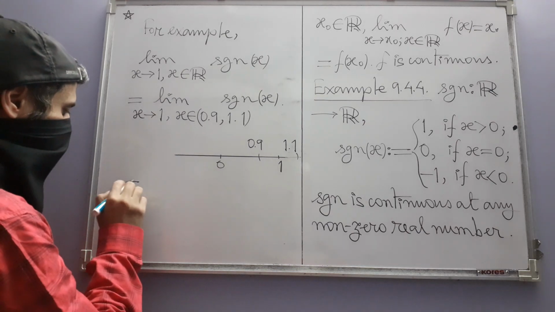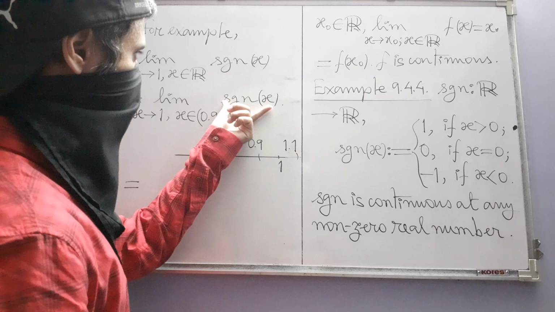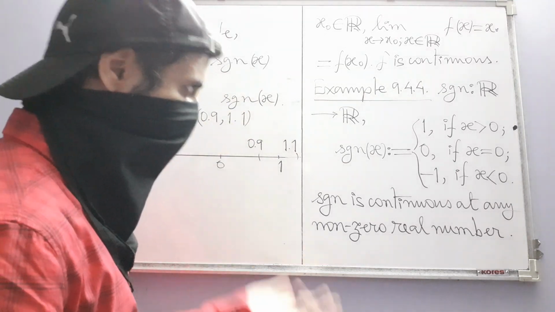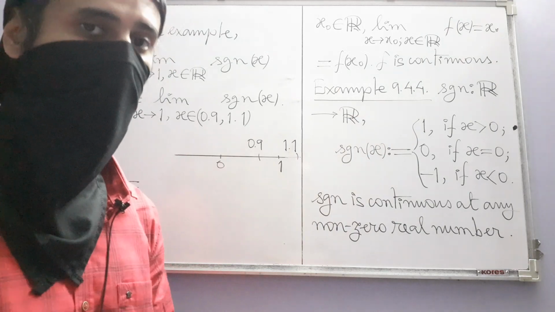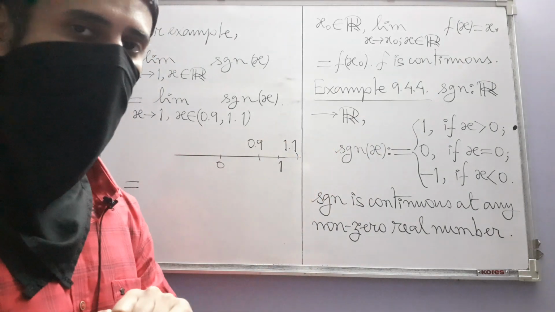Yes, of course it exists, because if you now look at the function sgn of x on this interval, it's actually nothing but the constant function 1. So it's like that function f of x equal to c with c equal to 1.